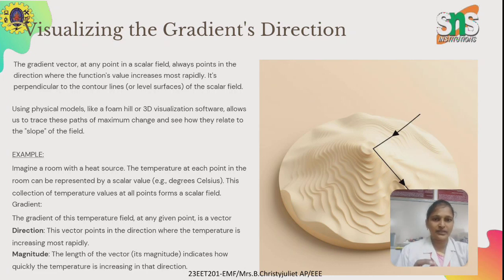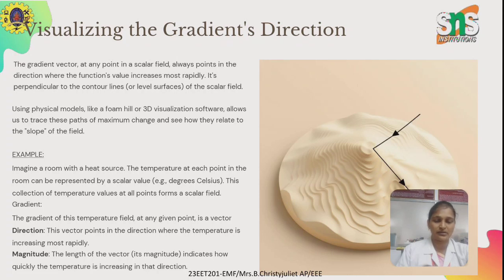Temperature is a scalar field, but when I apply the heat, this scalar field increases rapidly throughout the surfaces, right? So it is known as a temperature gradient. The gradient vector at any point in a scalar field always points in the direction where the function's value increases most rapidly. It is perpendicular to the contour lines of the scalar field. While using physical models like foam hills or 3D visualization software, we can easily trace how this gradient happens.